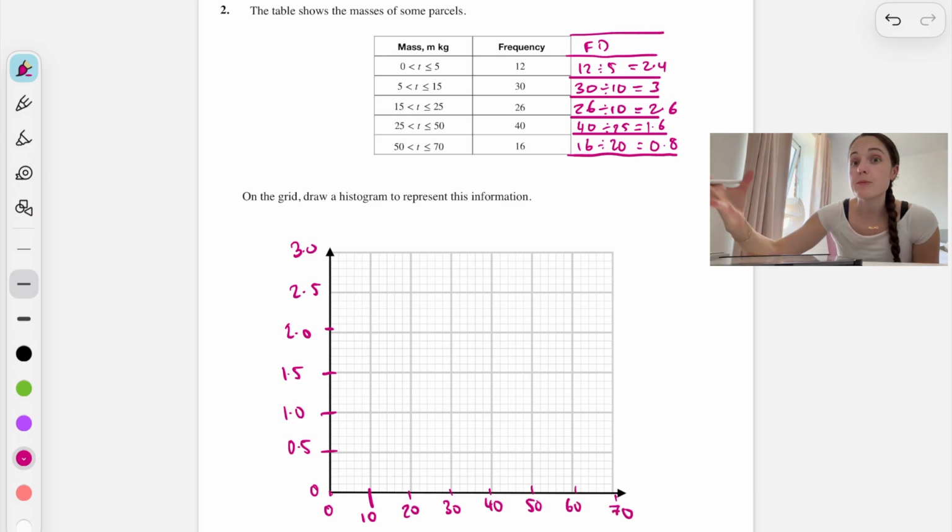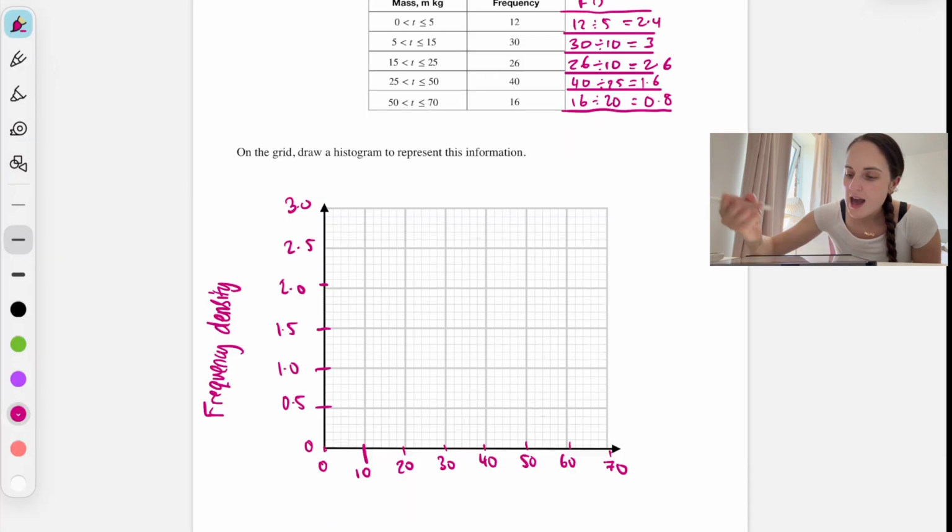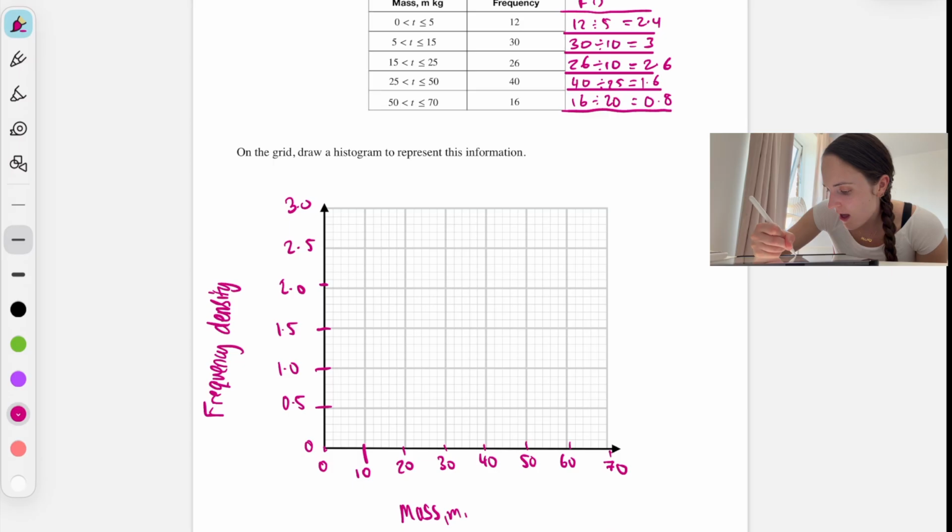So I need to remember to label my axes, so that's very important. If you don't label the axes, you may not get all the marks. So on the y-axis, I have my frequency density, so I'm going to label that. And on my x-axis, I have the mass in kilograms, so I'm going to put mass, kilograms. And then again, I'm just going to plot them.